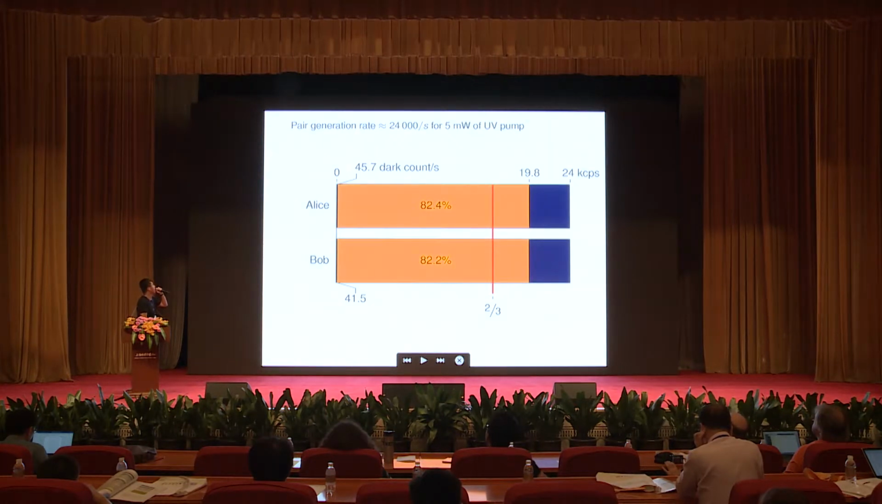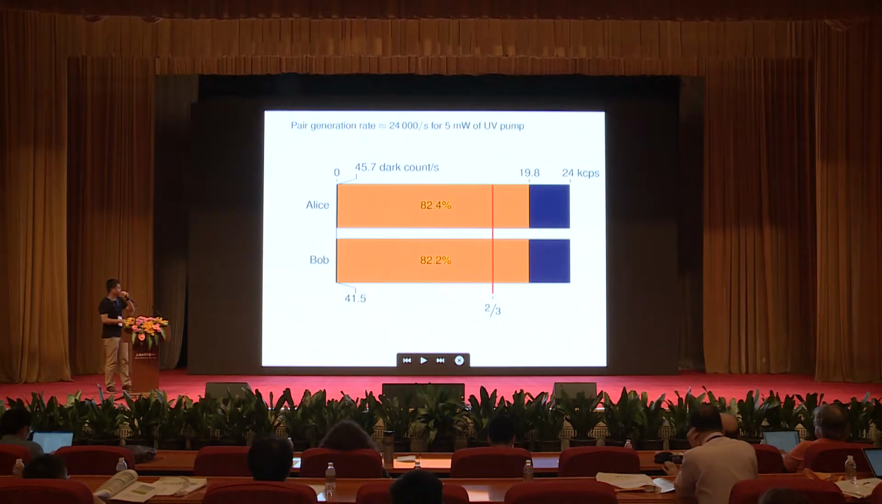So this is the efficiency measurement on our system. We pump the crystal with about 5 milliwatts of 405 nanometer continuous wave laser, and we generate about 24 kilo photon pairs per second. For both Alice and Bob, we measure more than 82% efficiency, which is well above the threshold of 2/3. And we also get relatively low dark counts, about 40 for each detector.